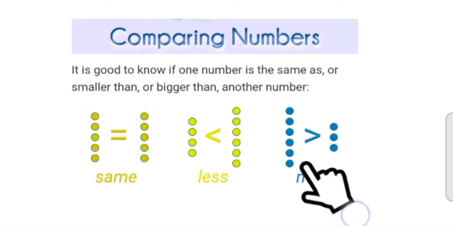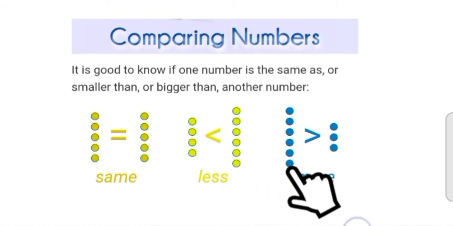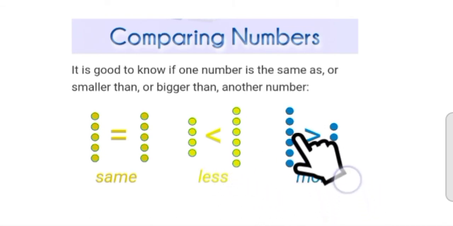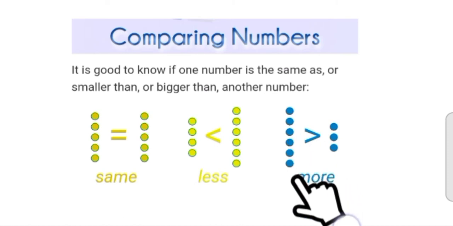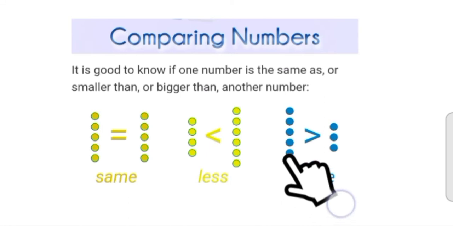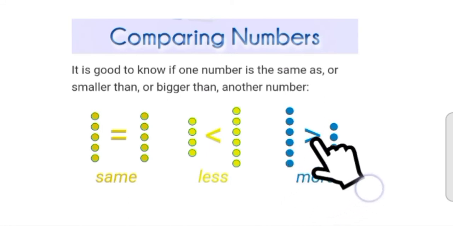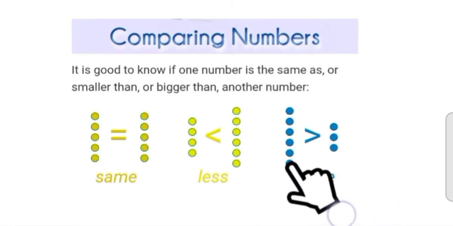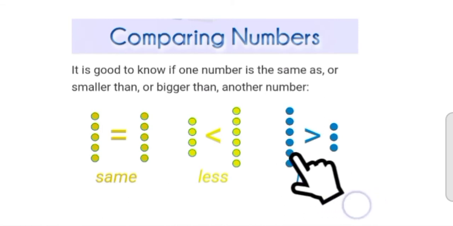The same way here the symbol is different. Here 6 beads are there. Here only 3 beads are there. So 6 is greater than, or more than, 3. So we just have to compare like this.